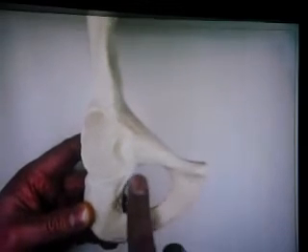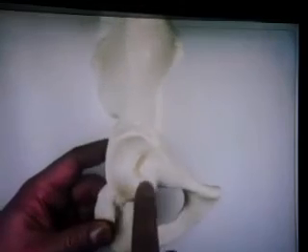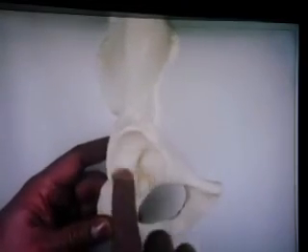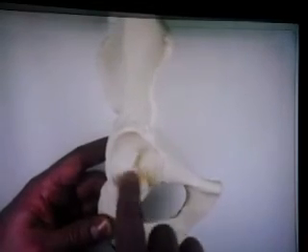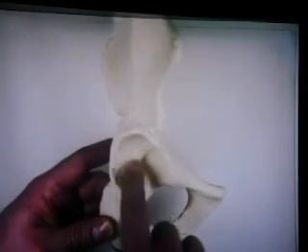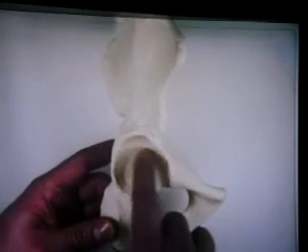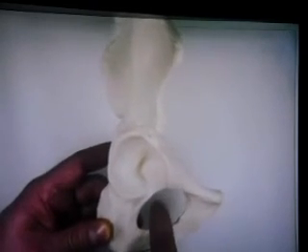Lastly, once again, this is the pubis bone. There's a couple of structures here that we want you to know. The big hole right here is called the obturator foramen. And this cup-shaped hole right here, which connects to the head of the femur, is called the acetabulum. So that is the acetabulum. This is the obturator foramen.